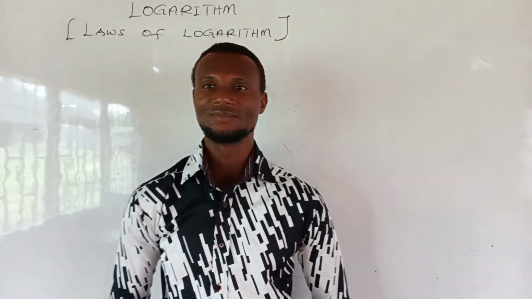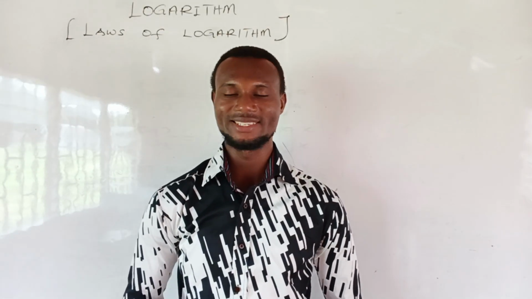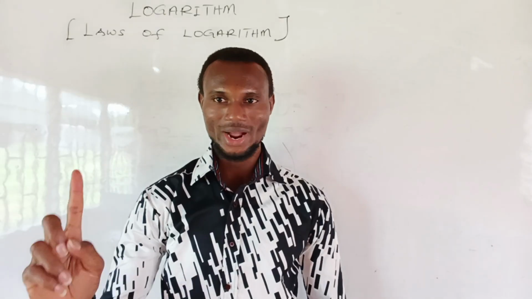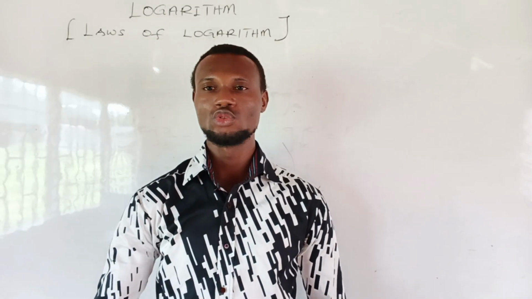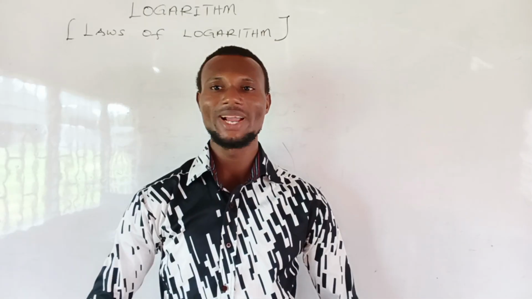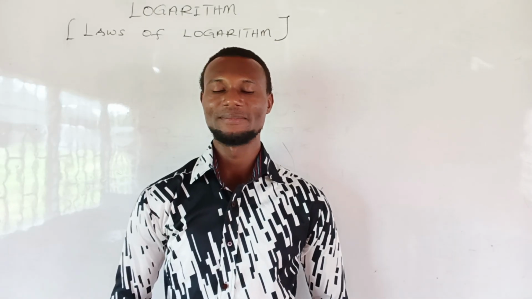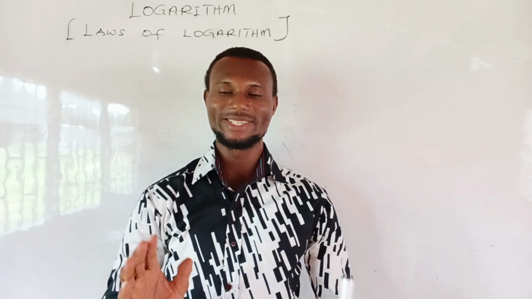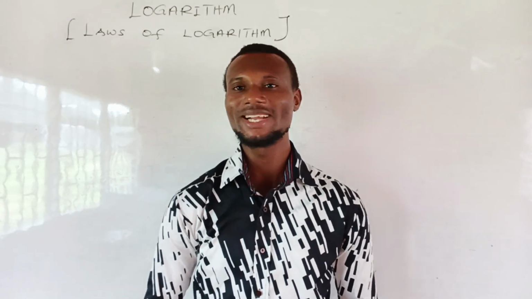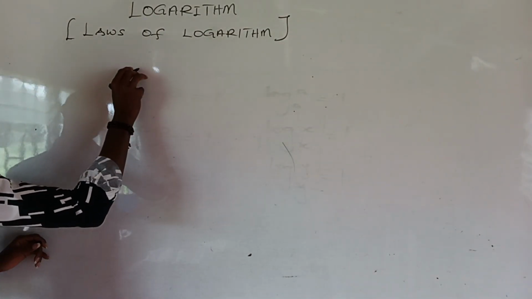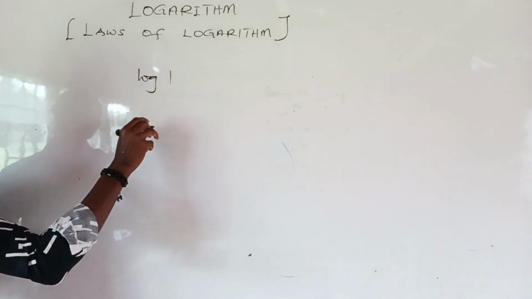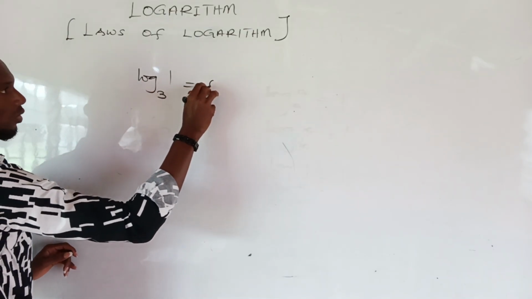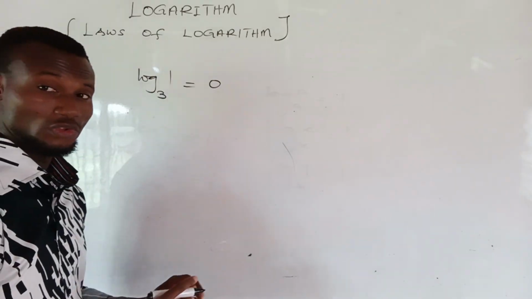Now the next property that I want us to look at is that the log of 1, I mean the number 1, to any base is always 0. One more time, the log of the number 1 to any base is always equal to 0. Let me write it on the board. The log of 1 to any base, let's say to the base 3, should always be equal to 0. I hope you understand.